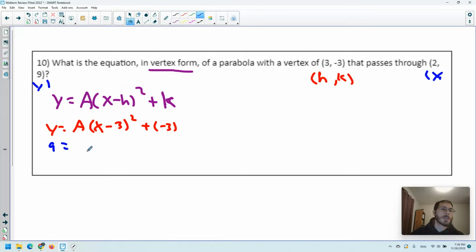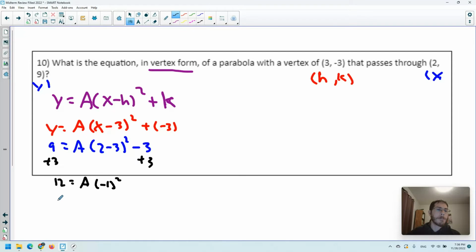So 9 is y. a times 2 minus 3 squared. This is plus negative 3, so I'm just going to write that as minus 3. And now we're in our usual idea. We want to try and solve to figure out what a is. So to figure out what a is, first thing we want to do is just add 3 to both sides. Pretty nice. 9 plus 3 is 12. 2 minus 3 is negative 1. Negative 1 squared is 1, so we can divide both sides by 1 to get 12 equals a.